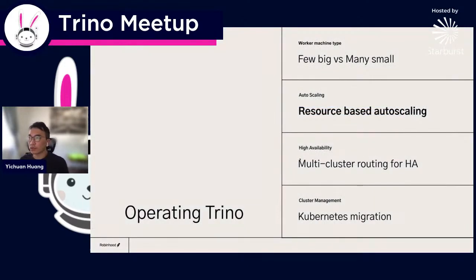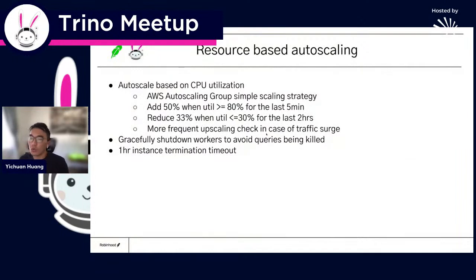Next, I'm going to talk about auto-scaling for the Trino clusters. We have peak traffic time and low traffic time, so we want our clusters to adapt to the traffic pattern. Since we are using AWS autoscaling groups to set up all the Trino workers, and ASG natively supports scaling based on CPU utilization, we would just benefit from that.